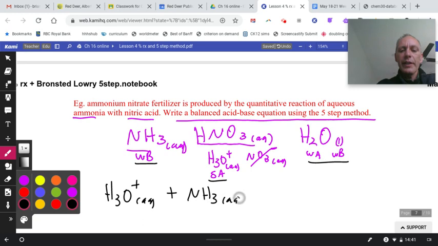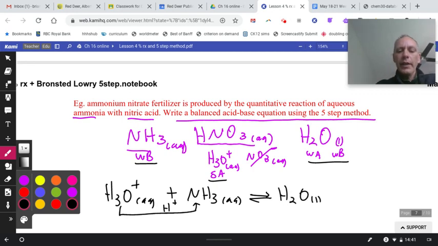Now we use Bronsted-Lowry theory. Our acid donates a proton to our base. Oh, we're just putting it all together today. So predict the products. That becomes water, loses a proton, and NH3 becomes NH4 plus. So that's our Bronsted-Lowry acid-base reaction.